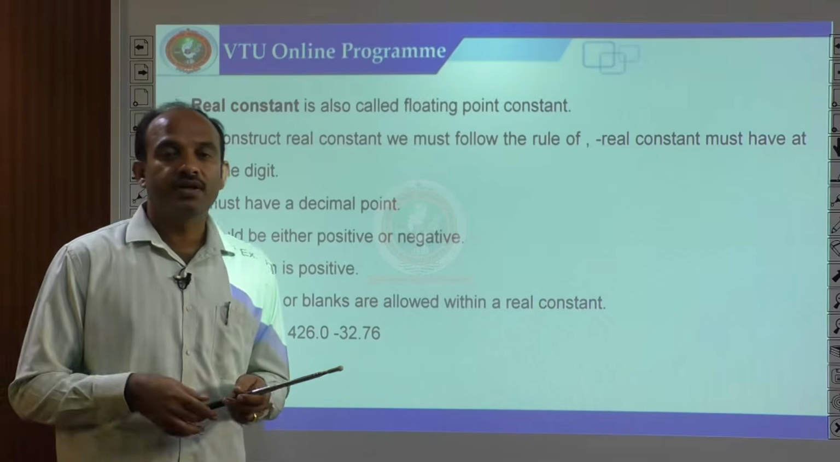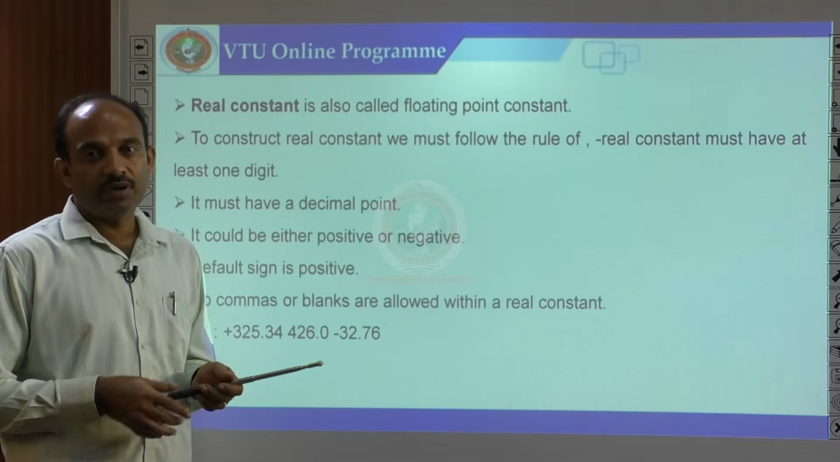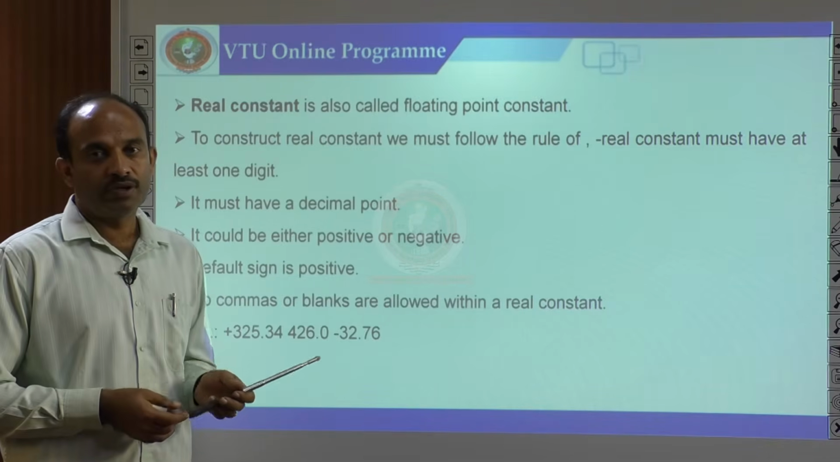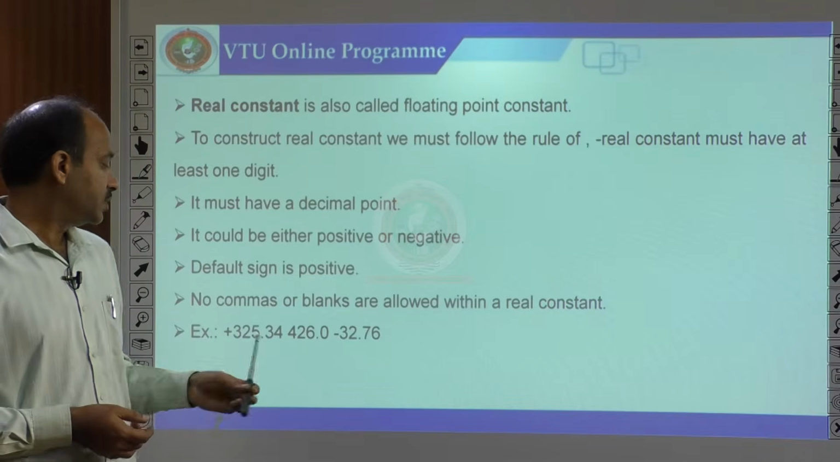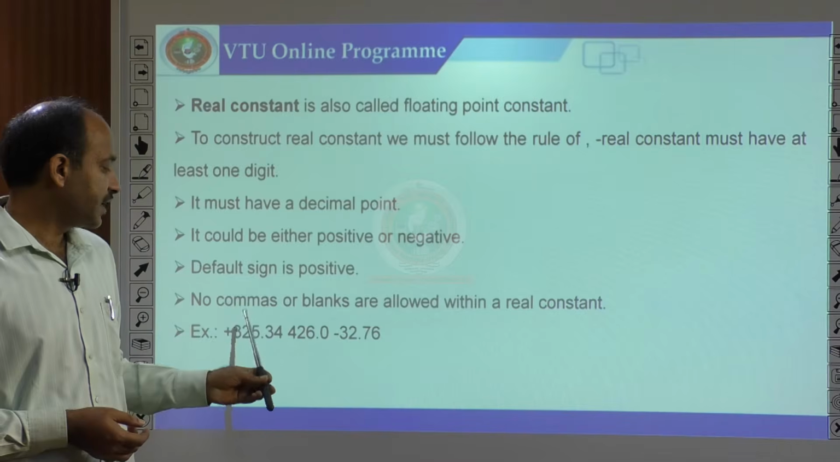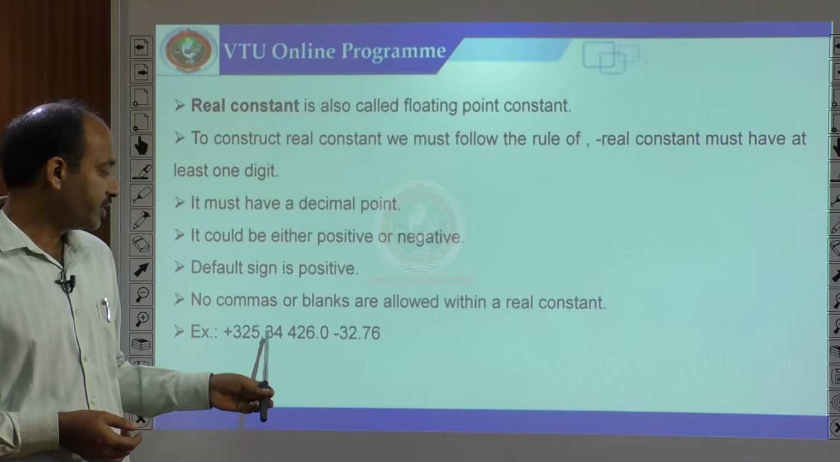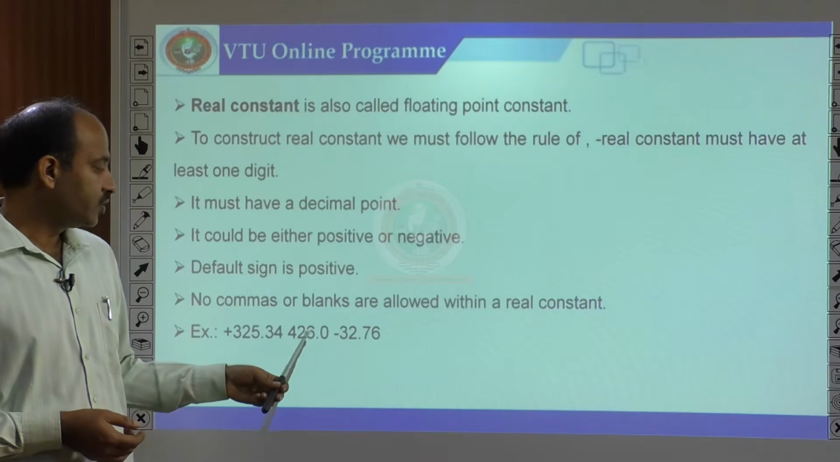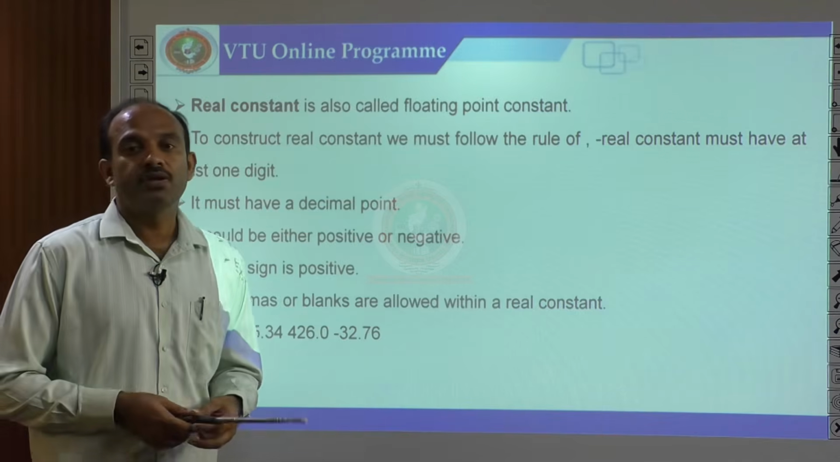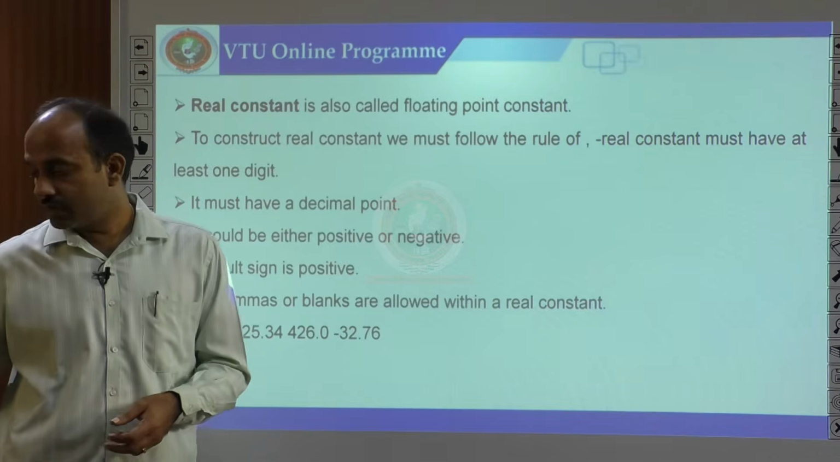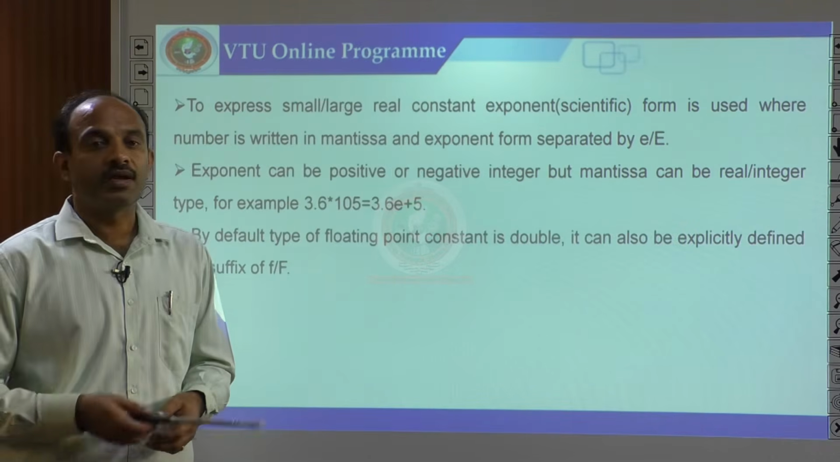Whenever you define a real constant, just as with integers, you should not use any comma or blank space, like this: 325.34, this is 426.0, and this is a negative number, minus 32.76. These are some examples of real constants.